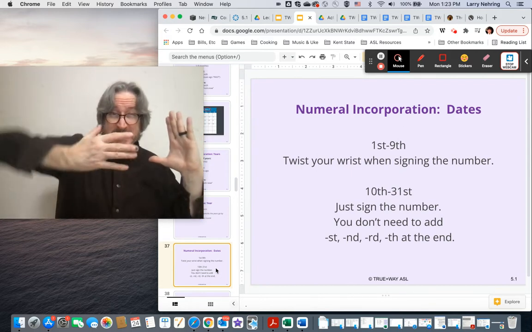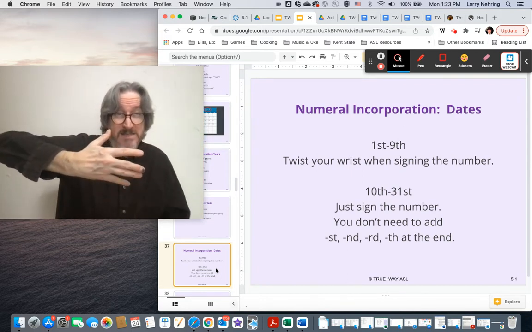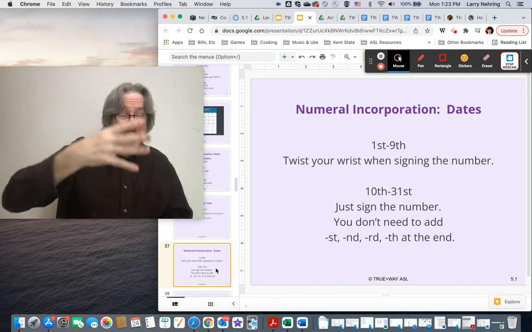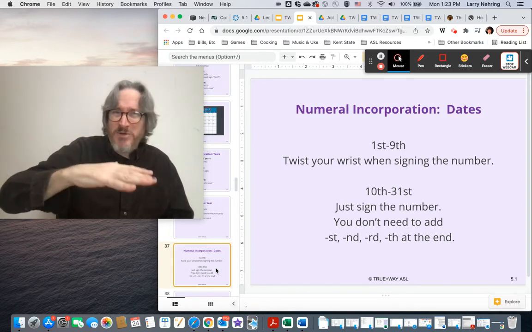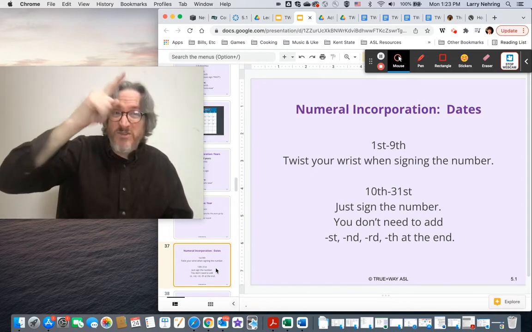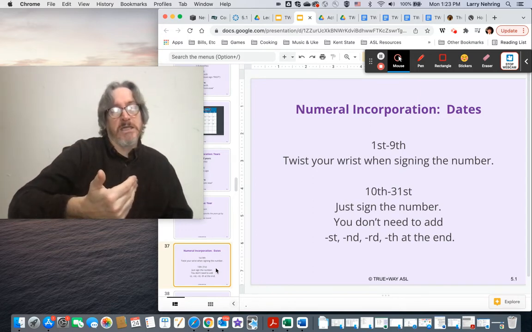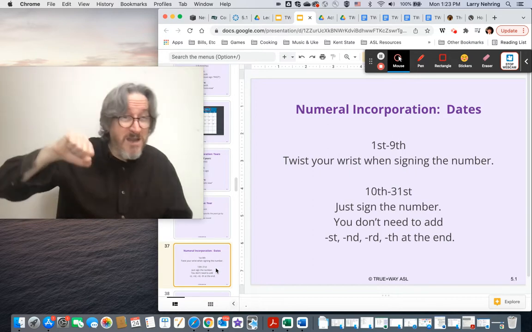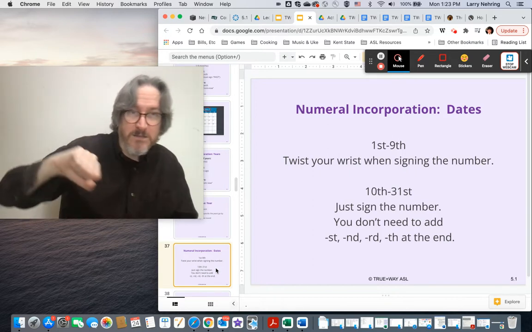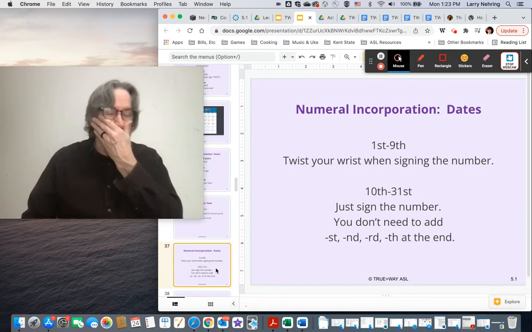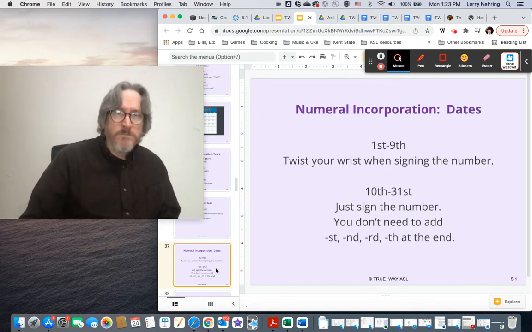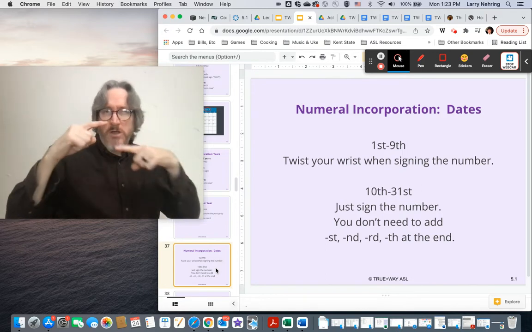So that's important. Also, by the time we get to like 14th, 15th, we've already counted some bit: first, second, third, 15th. So not all the numbers lend themselves to that little twisting motion. So play, and watch other people signing it.